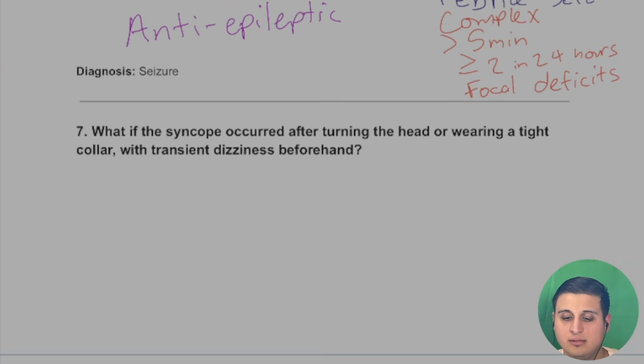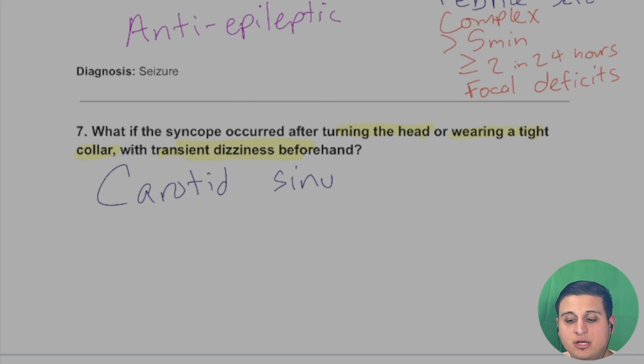All right. Moving on to this next one. What if this syncope occurred after turning the head or wearing a tight collar with transient dizziness beforehand? Well, now we have carotid sinus hypersensitivity, right? Whenever someone has carotid sinus hypersensitivity, they're going to pass out after putting on a tie or something, right? They're going to feel overwhelmed and then pass out every time they put something near their neck.